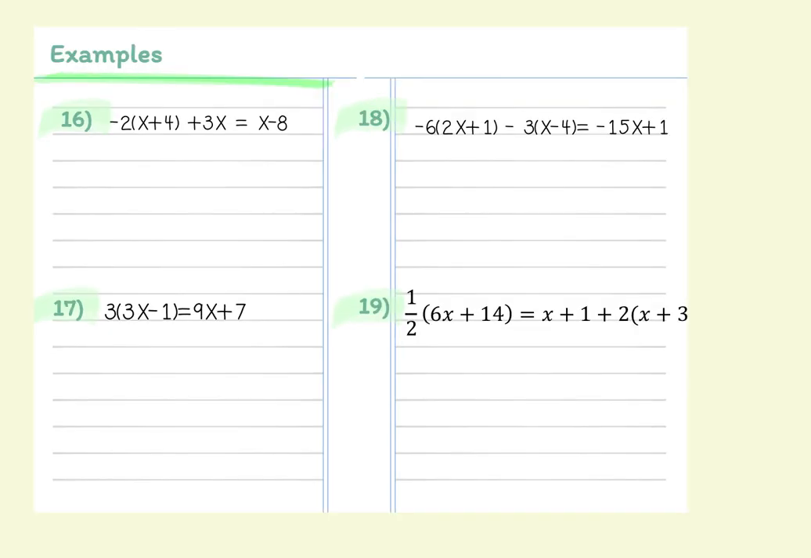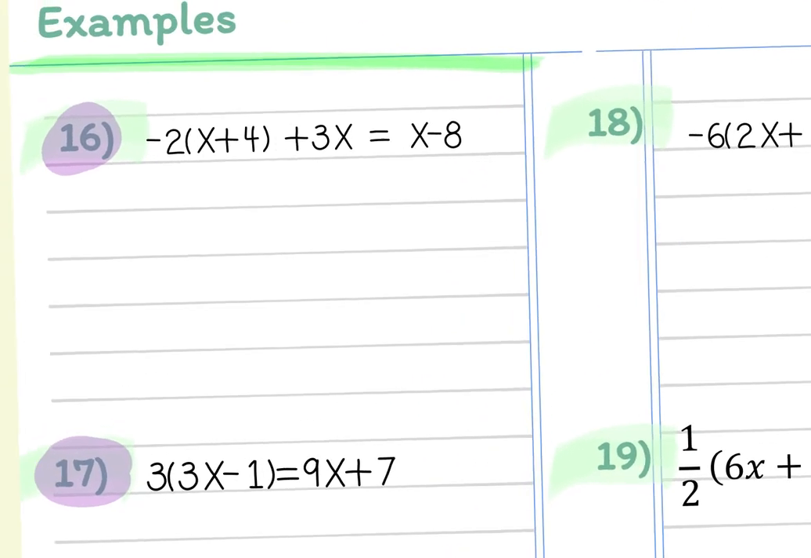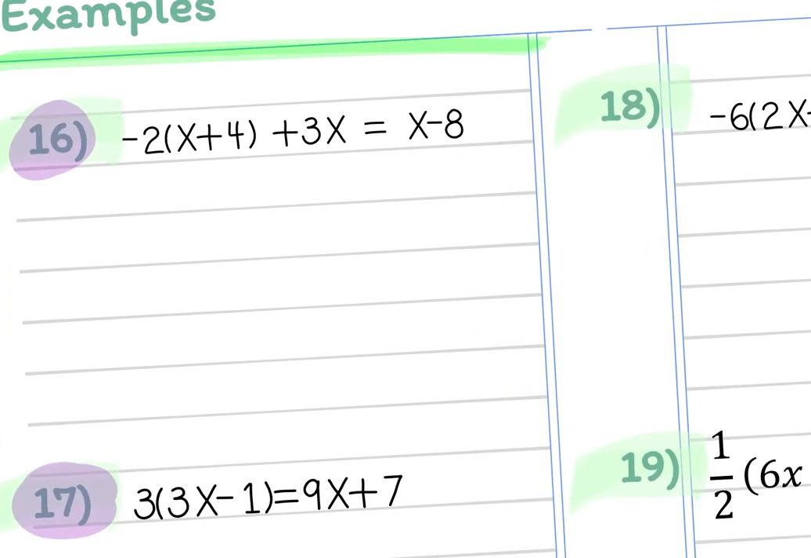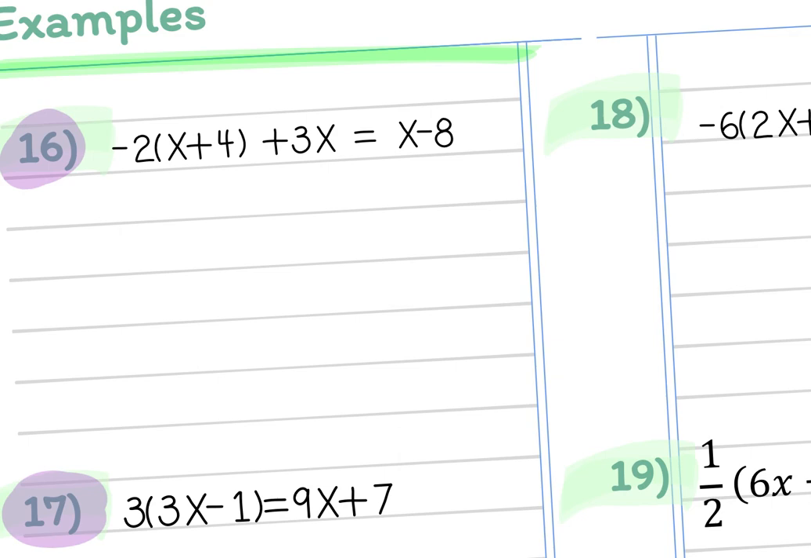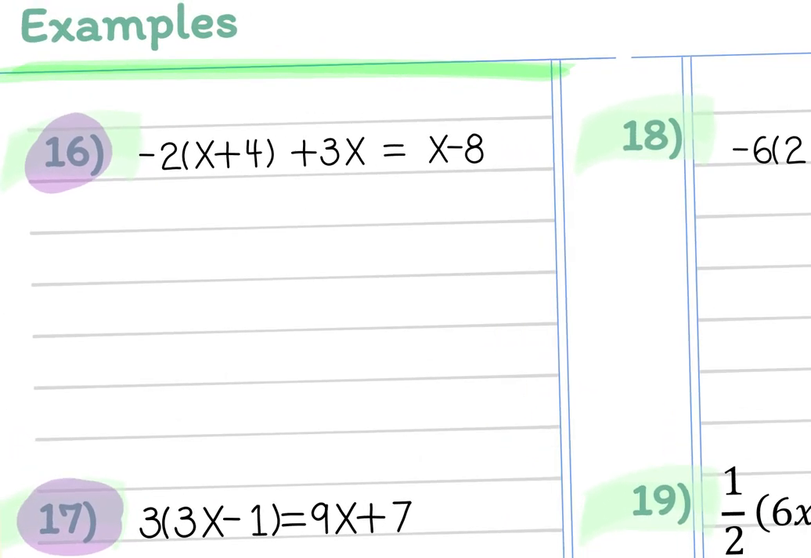No. Okay, let's do 16 and 19. Actually, I think it's 16 and 19, and we'll save 18 and 17. So 16 and 19. All right, so 16, I'm going to start by distributing that negative 2 into the parentheses on the left-hand side. Again, be careful with your signs because it's negative. So it's negative 2x minus 8 plus 3x equals x minus 5.